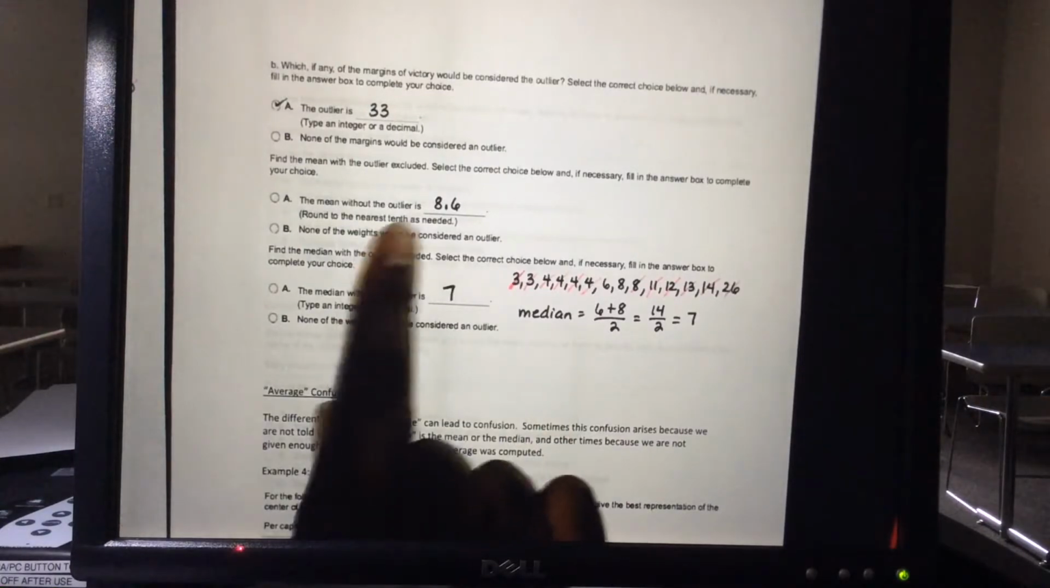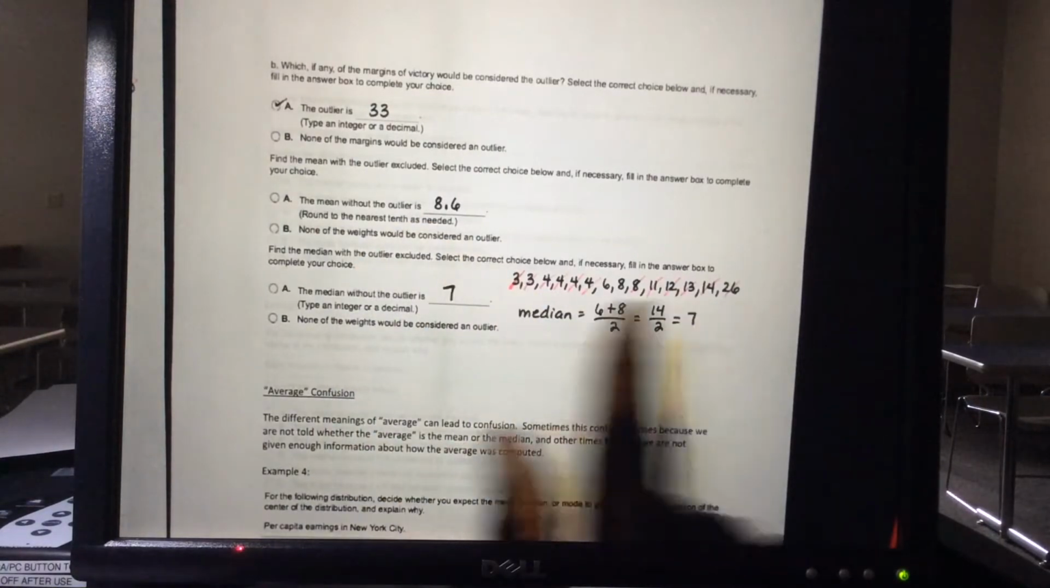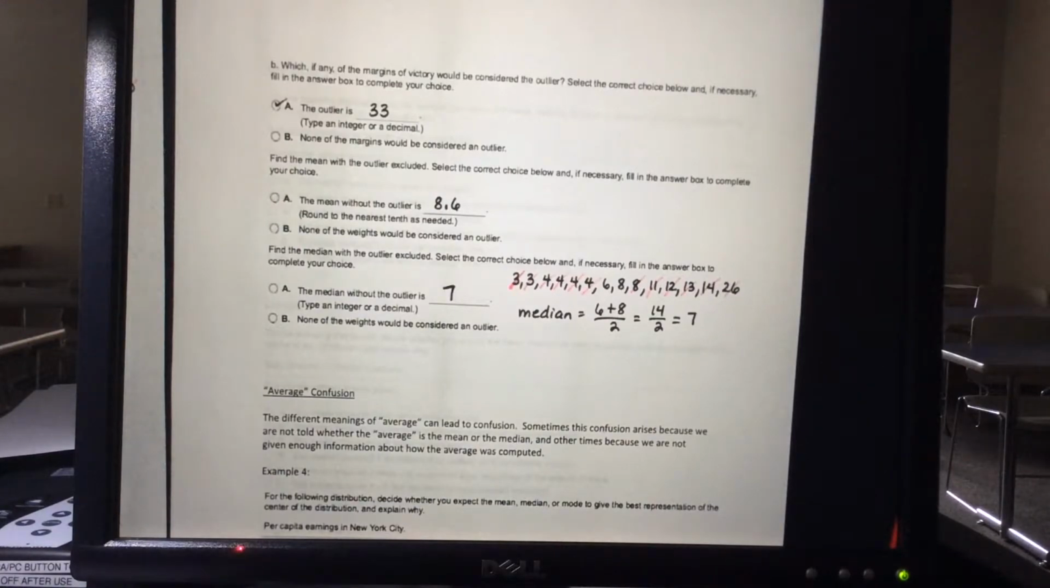And by the way, you could have found the mean by using that sorted data set without the outlier. Just add them up, and this time you'll divide by 14.